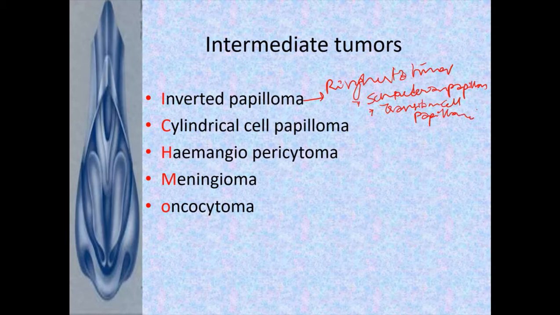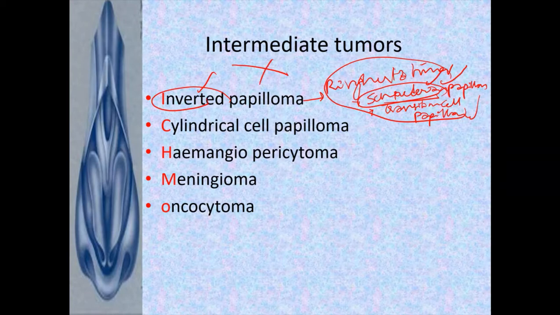So why it is called inverted: Schneiderian membrane is the membrane of the nose. Schneiderian is a scientist who described the membrane of the nose. Instead of growing outwards, the tumor grows inwards. So this is ulta, that is why it is called inverted papilloma. This is an intermediate tumor.